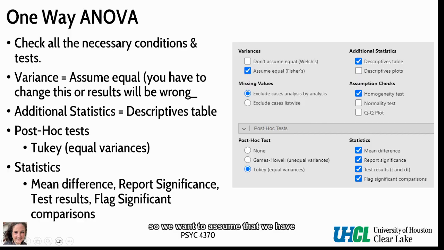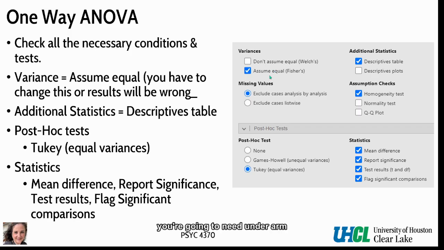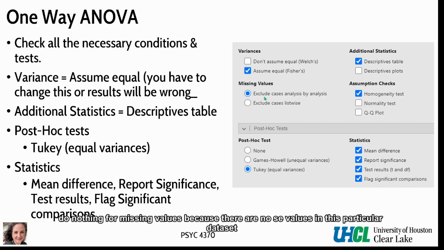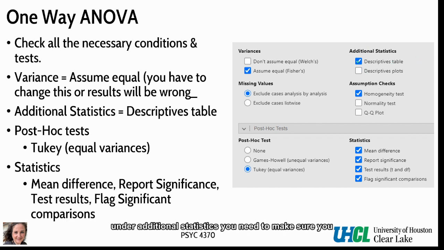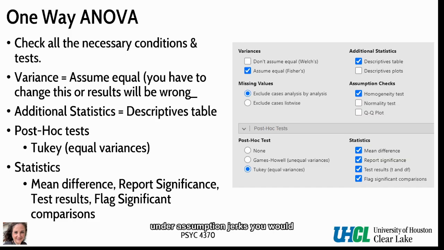So we want to assume that we have equal variance, okay? If you don't assume, it's going to run a different ANOVA and your answers are going to be incorrect, so make sure that you assume equal variances. You're going to need to do nothing for missing values because there are no missing values in this particular data set. Under additional statistics, you need to make sure you click descriptives table because you need that in order to be able to get your descriptives for the output. Under assumption checks, you would make sure that you click homogeneity test.